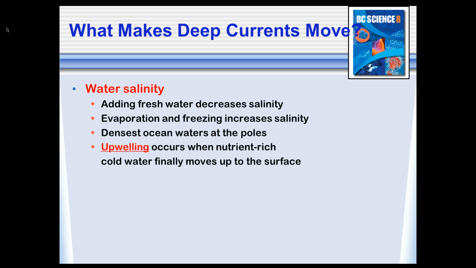Water salinity also helps create deep currents. When we add fresh water, right, when rivers are pouring into the ocean, we see a decrease in salinity. Evaporation and freezing increases salinity, right? If water evaporates or freezes, it leaves the salt behind. That's why we see some of the densest water at the poles, right? We have a lot of freezing taking place. So we have a lot of salt coming out of the water that freezes and being dissolved by the water underneath. So it's very salty, very dense.